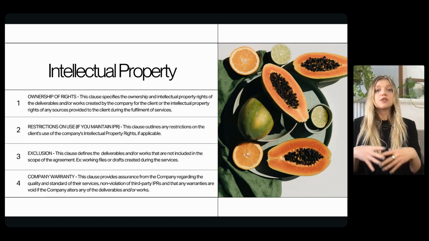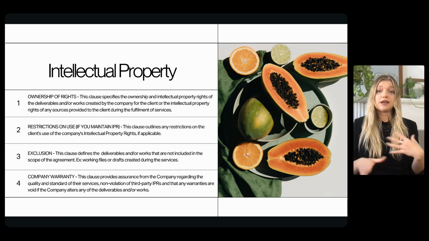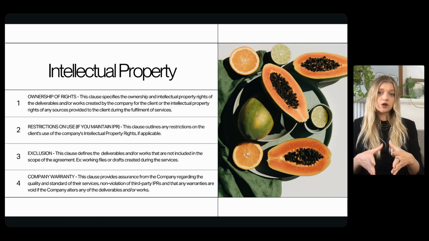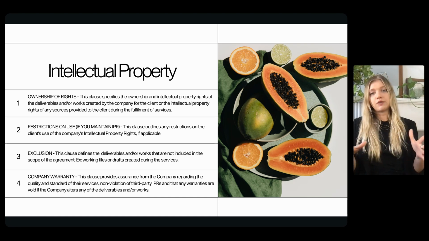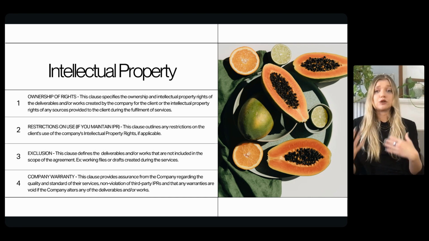Ownership of rights. The ownership of rights clause can go a variety of different ways and is often one of the most disputed clauses in court and in negotiations. There are a few ways to go about it. First of all, you can give up all your IP rights in final work or deliverables. This is standard for a lot of designers, especially for things like branding and logos.